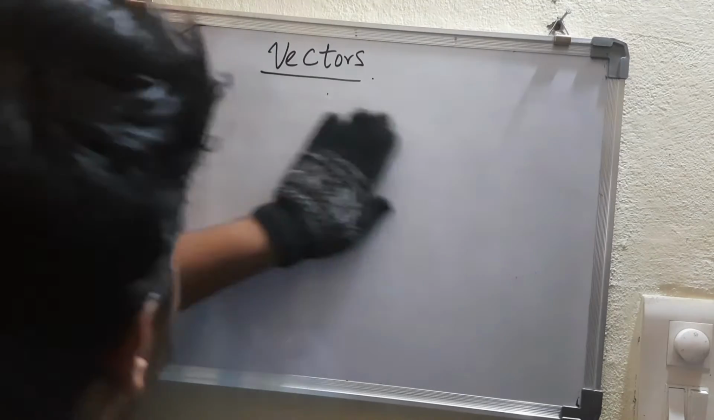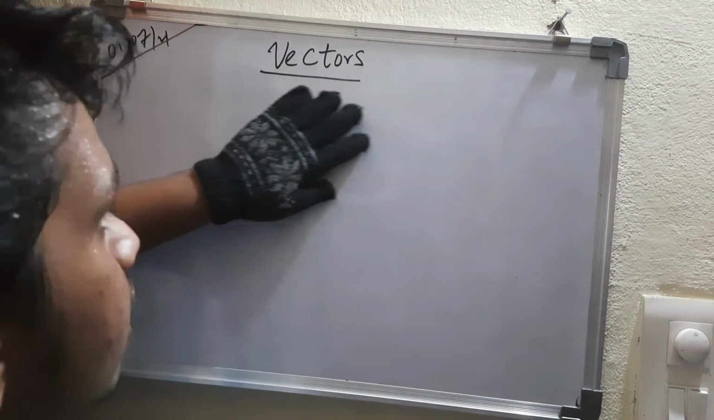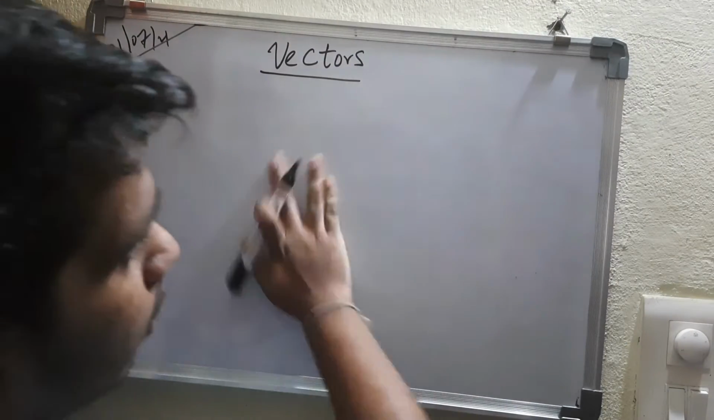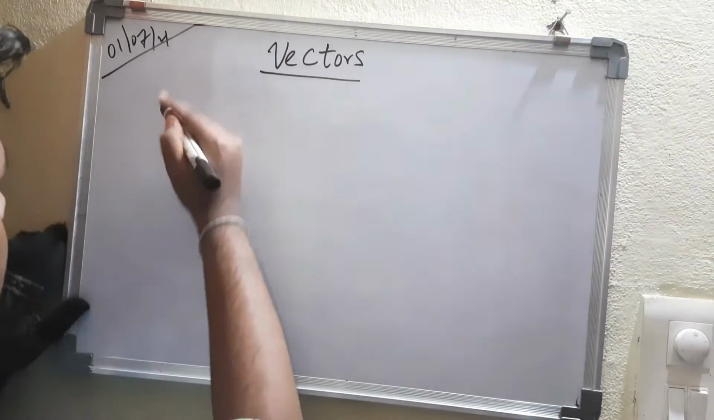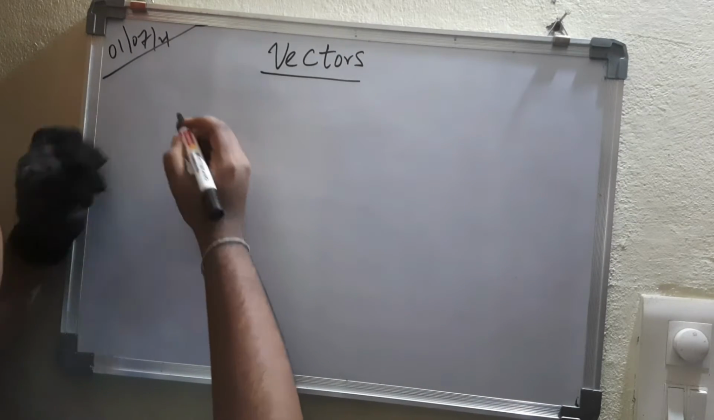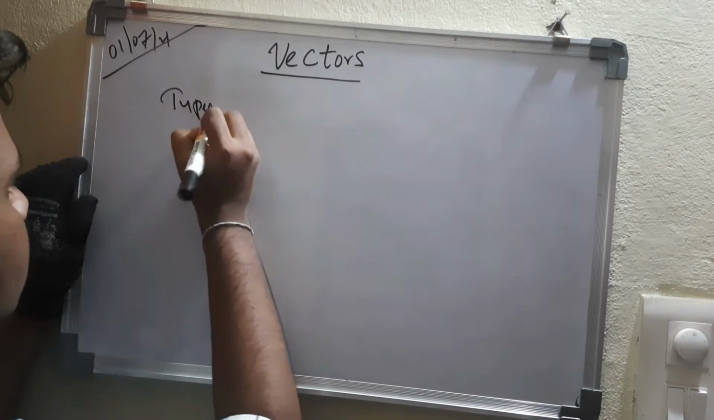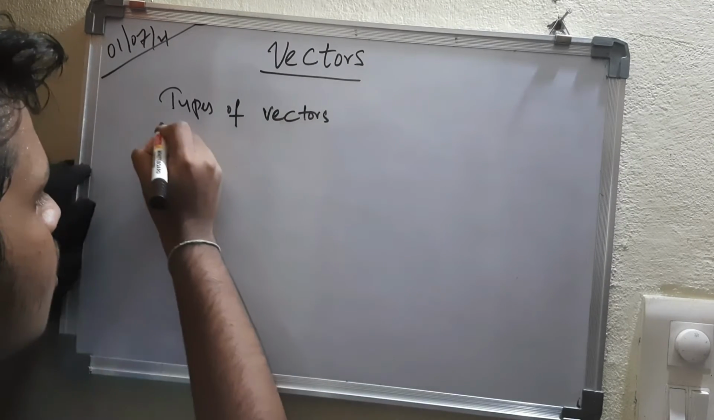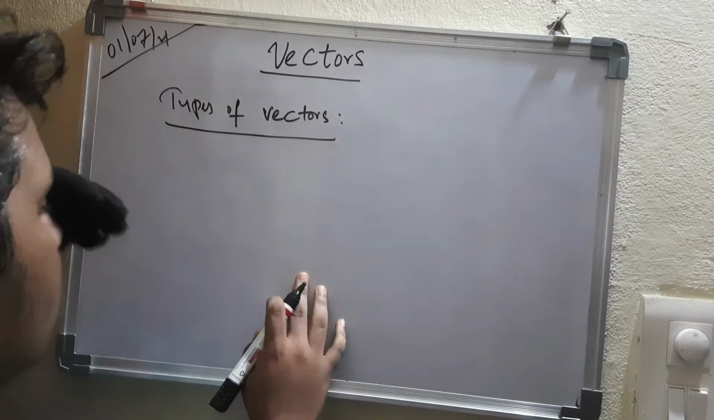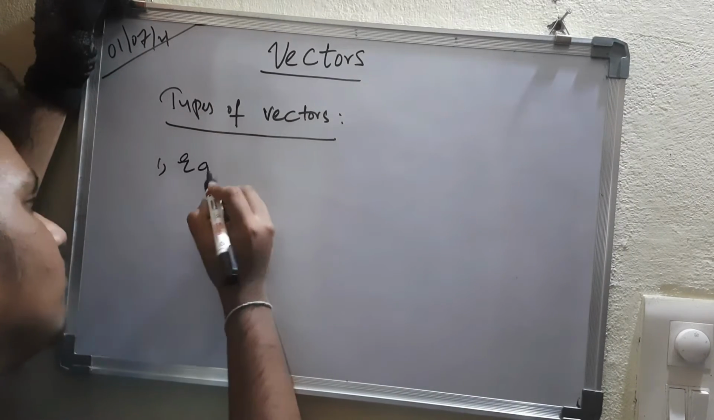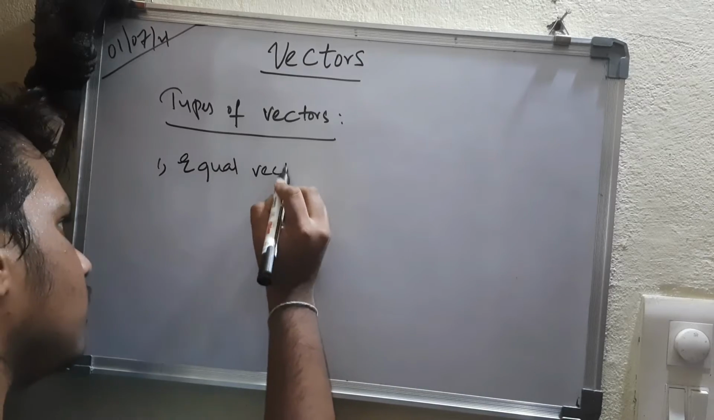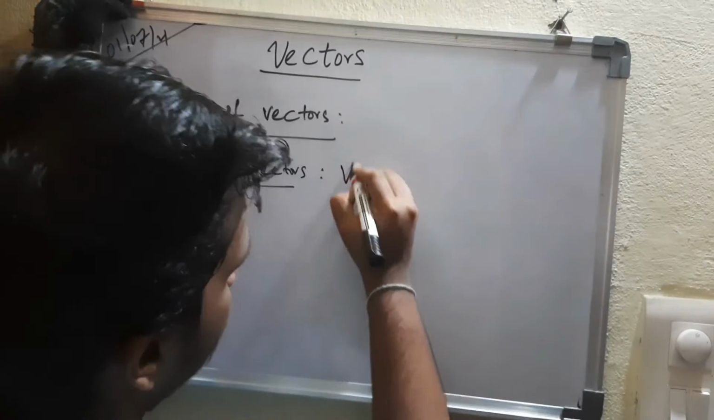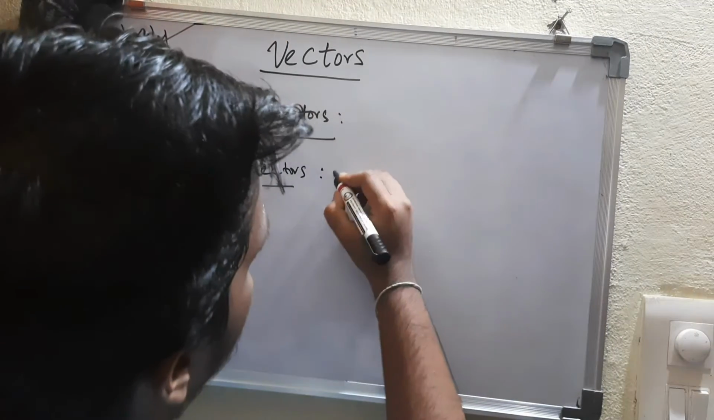So coming to the types of vectors, I'm not going in depth because it takes the video much longer, so I'm discussing only the important points and the basic concepts. Types of vectors. First one, equal vectors. I'll write the definition for each and everything, okay.